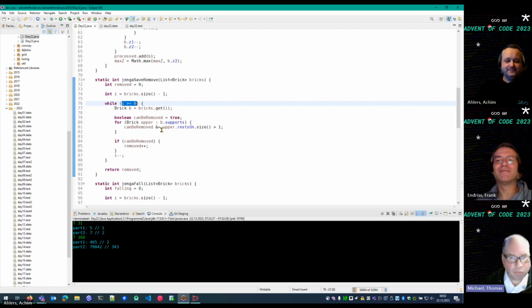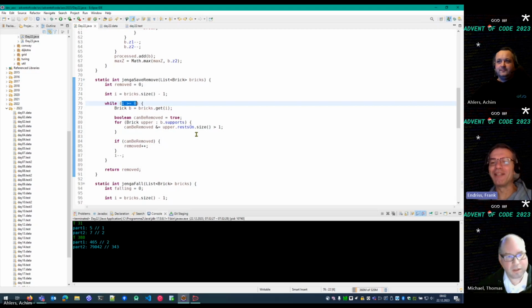So, in other words, if one brick is supported by 2 bricks, then I can remove one of these 2 supporters. Not necessarily. It's the other way around. If one brick is the only one supporting another brick, then you can't remove it. Can't remove. And else you can. Okay, got it. Nice.